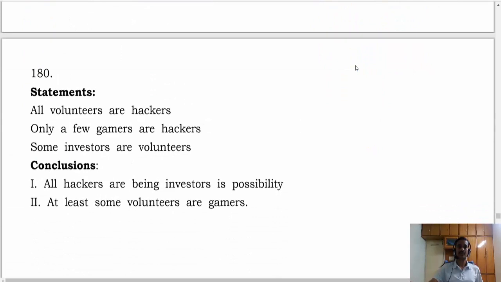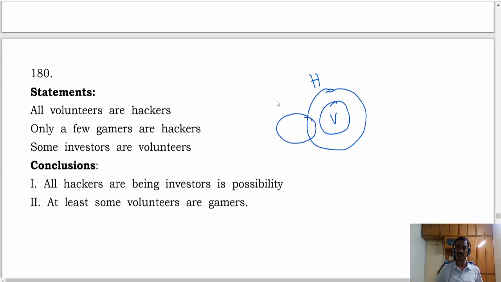Then 180. All volunteers are hackers. Volunteers are all what? Hackers. All these volunteers are hackers, and only a few gamers are hackers. Only some gamers are hacker, but not all. Only few gamers are hackers.